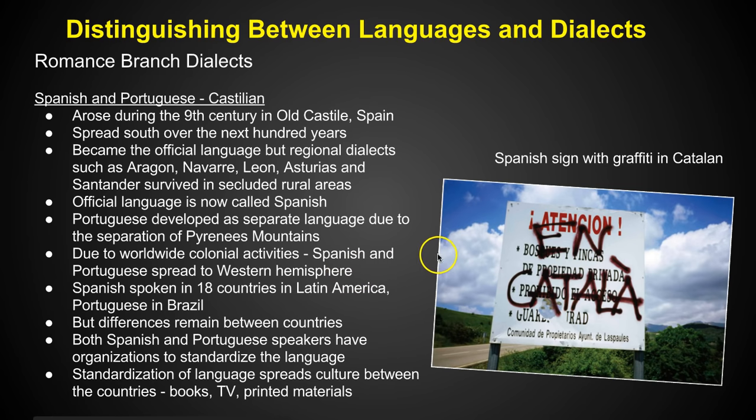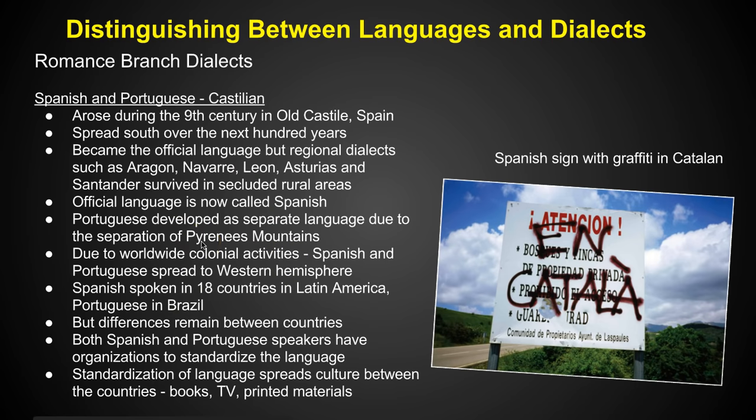The official language, of course, in Spain is now called Spanish. Portuguese developed as a separate language due to the separation of the Pyrenees Mountains. So you've got France, which is more northern and eastern, and you've got Spain that's more southern and western, and because of the Pyrenees Mountains, it separated them. You got these individual languages.